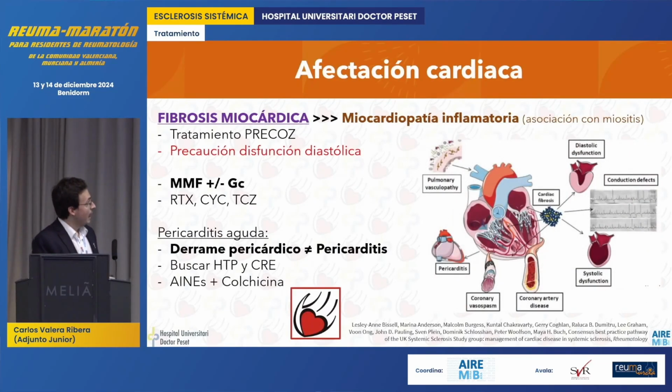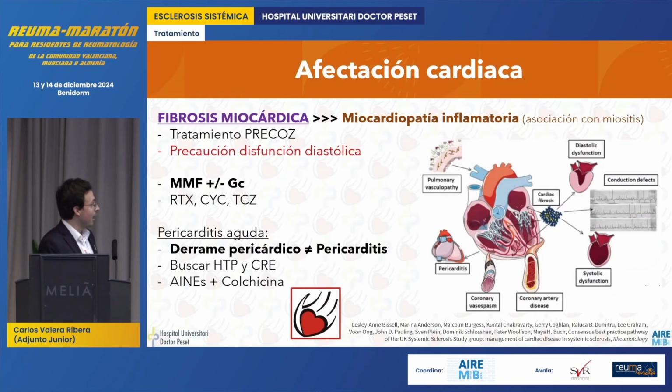In cardiac involvement, fibrosis is much more common than inflammatory cardiomyopathy, although in cases of inflammatory cardiomyopathy, also look for an association with myositis. Early treatment is very important, not only monitoring the left ventricular ejection fraction and systolic function, but also diastolic dysfunction, which is one of the main causes of death in these patients. Mycophenolate and glucocorticoids, of course, yes, boluses, yes, but not high doses maintained over time.